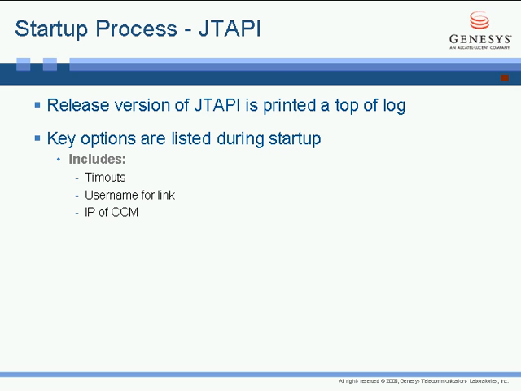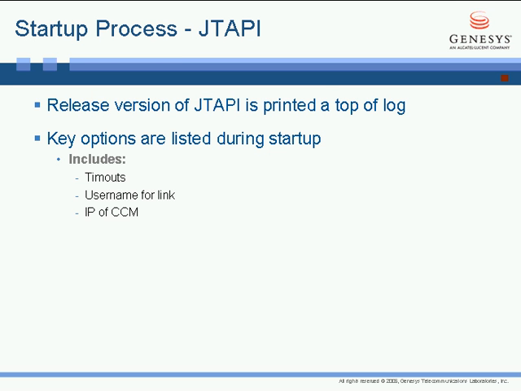First in the log, you will get the exact version of the JTAPI client being used. Next, the connection information will be listed. This will, as with the TServer log, include the timeouts being used by the link, the username being used by the link to connect, as well as the IP of the Cisco platform. One thing I will make note of is that the version of JTAPI listed at the start of this log is the version that is being used.